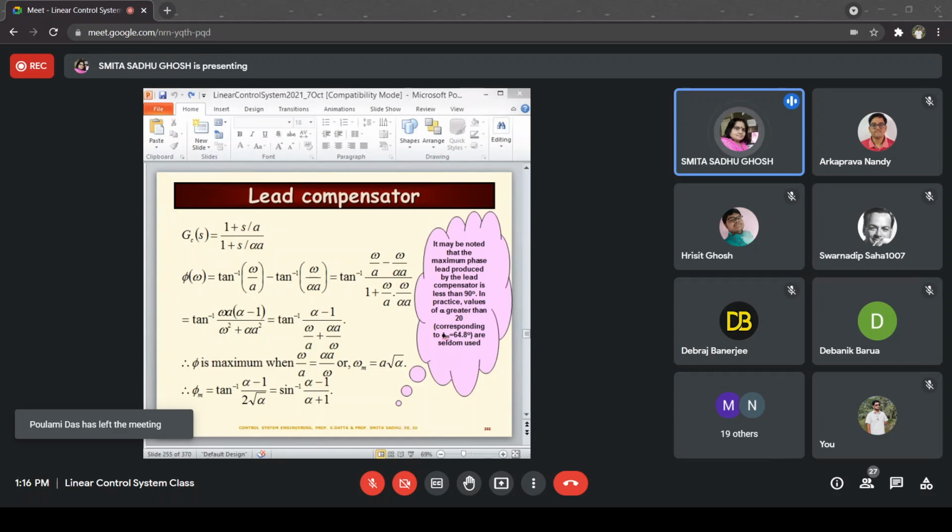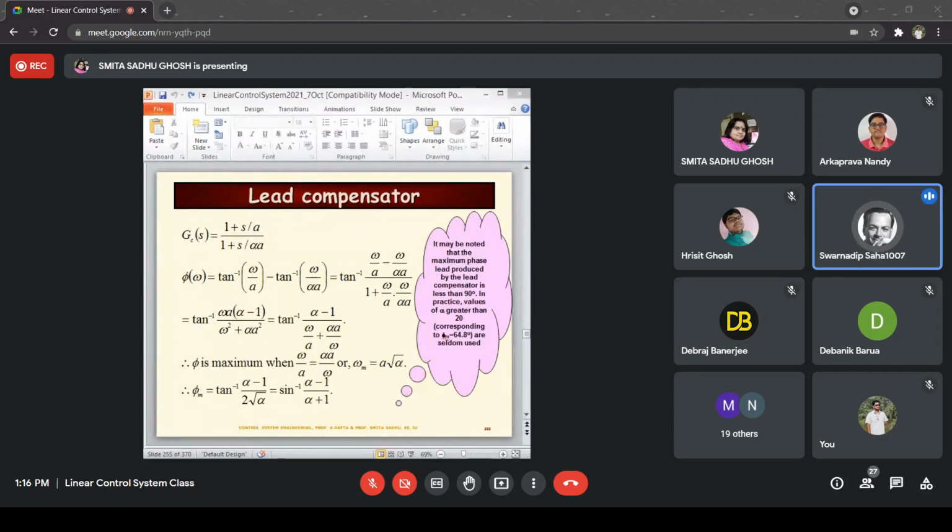You've put s equal to j omega. So you now have a complex number in the numerator and another complex number in the denominator. What would be the overall magnitude from here? Ma'am, root over 1 plus omega square by a square divided by root over 1 plus omega square by alpha square. Yes, right. Very good. So that would be the overall expression for the magnitude, right?